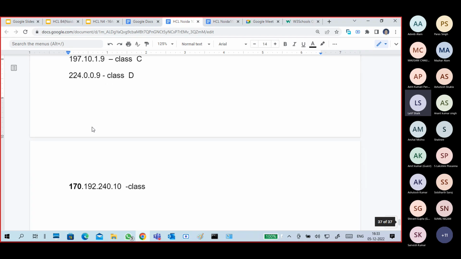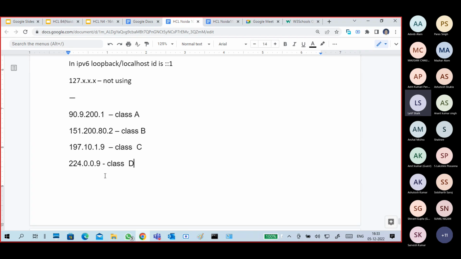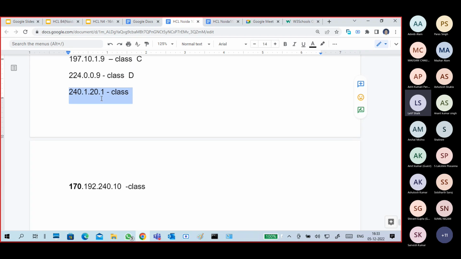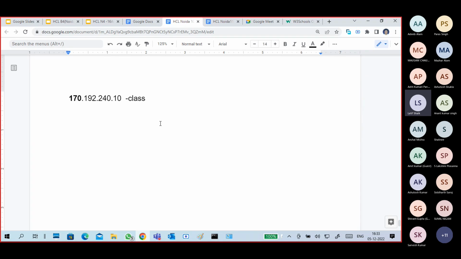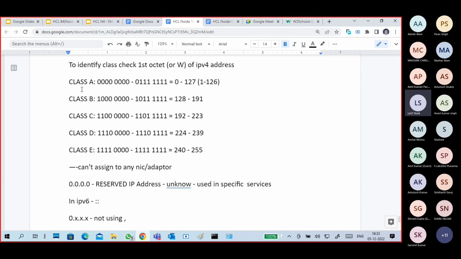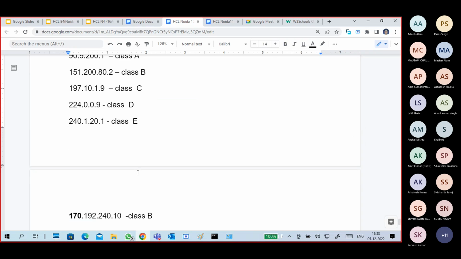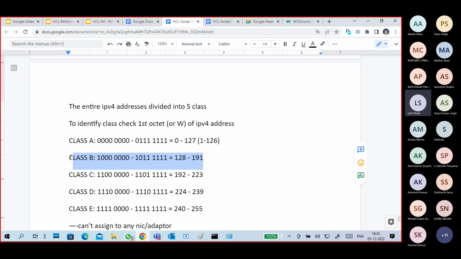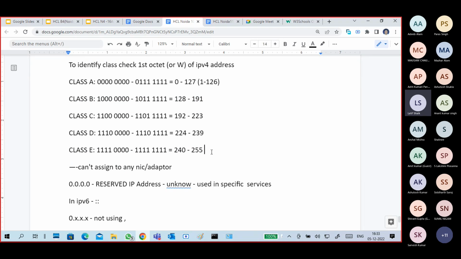So class C. Then what is this? So class B. So you only look at the first octet. And all octets, first, second, third, fourth, must be less than or equal to 255. To recognize the class, always look at the first octet and check the ranges, and you can recognize which class it is. 170 only. So what is it? Class B.